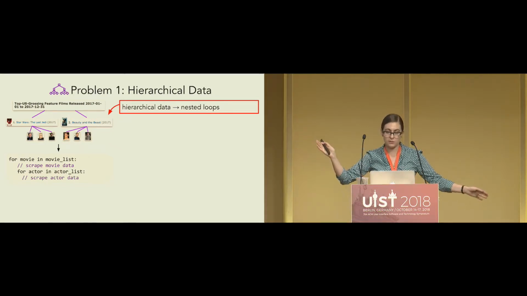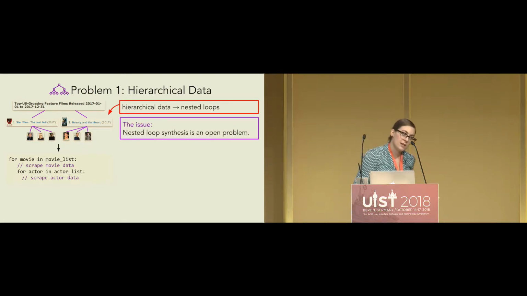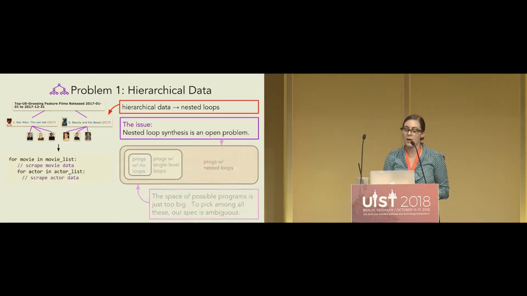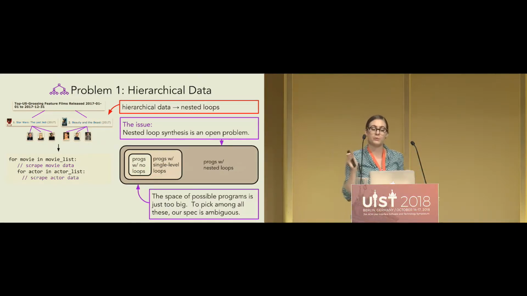Why do we need these nested loops for hierarchical data? So here's our movies actors example. You want to loop over movies, and then for each movie, you want to loop over actors. That's why we need these nested loops. But like I said, it's an open problem, and I'll tell you why. If you look at that little square in there, that's the programs with no loops, right? That's not so many programs. We can consider that space and probably find one that's going to work for us.